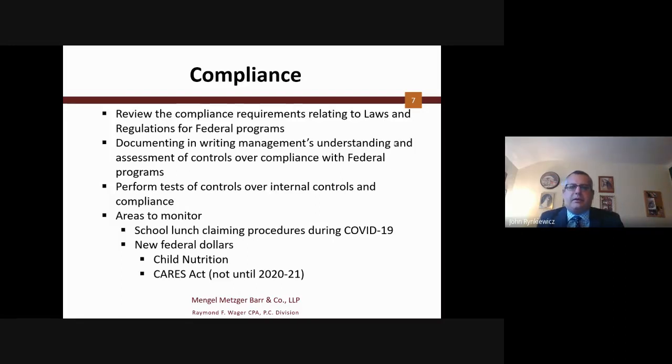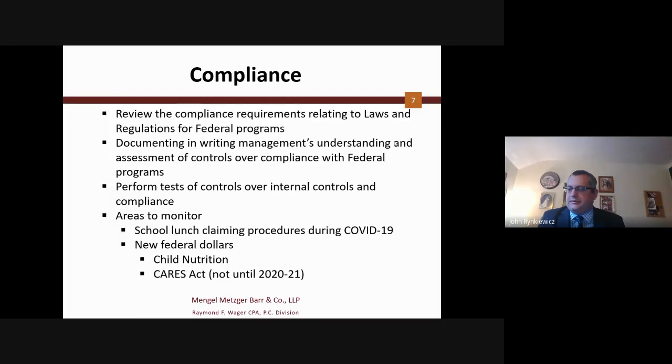Compliance. So again, we're also looking at compliance with laws and regulations. And we perform tests on the areas of compliance; bidding is one of those areas that we'll do testing on. Areas to monitor, down below here: school lunch claiming procedures. Again, there's some modification to that under COVID-19, and how that's going. New federal dollars. There are different federal dollars for child nutrition to help support the way meals are being served right now.